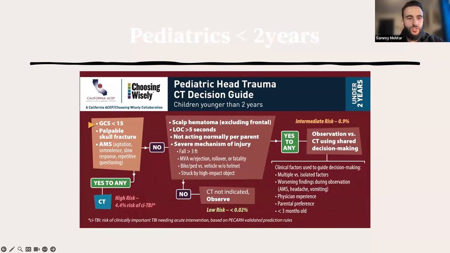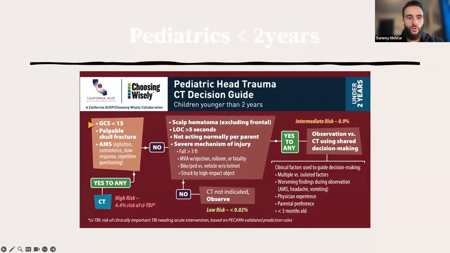If the answer is no to those 3 questions, they don't have GCS less than 15, palpable skull fracture, or altered mental status, then you would ask if there's any scalp hematoma. You do an exam. You ask if there was any loss of consciousness, or a severe mechanism, which would be a fall from greater than 3 feet, a motor vehicle accident with ejection or fatality involved, a bike or pedestrian accident without a helmet, or being struck by a high impact vehicle. If the answer is no to all those questions, then a CT would not be indicated, and that patient's very low risk, under 0.02%. So the recommendation would be to not get CT imaging.